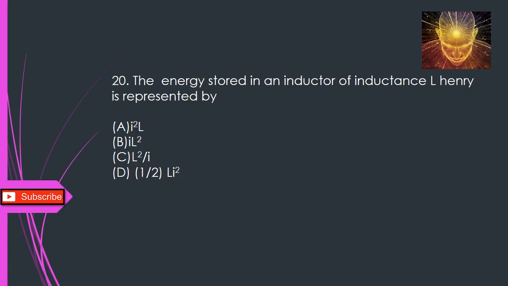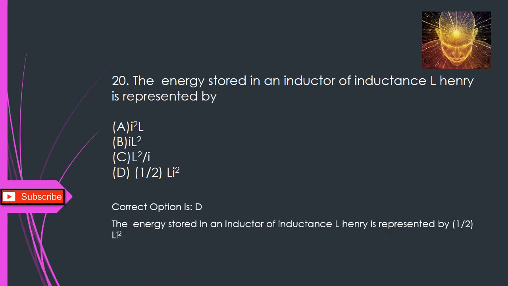The energy stored in an inductor of inductance L henry is represented by A. I square L. B. I L square. C. L square by I. D. 1/2 L I square. Correct option is D. The energy stored in an inductor of inductance L henry is represented by 1/2 L I square.